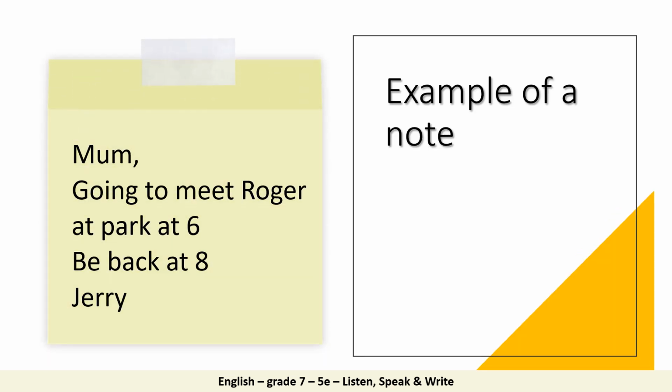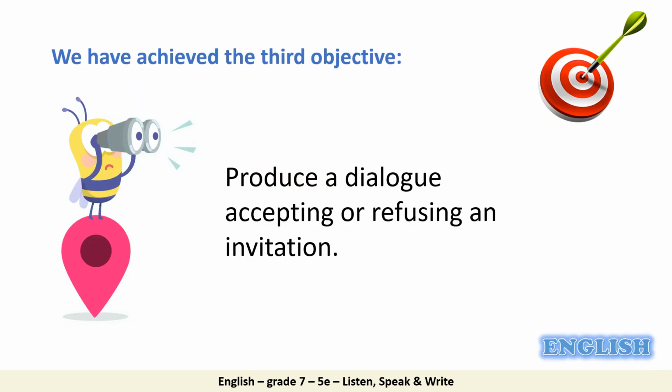Mom, going to meet Roger at park at 6. Be back at 8. Jerry. Now, it's time you write your own note. Well done, students. We've achieved the third objective. We've produced a dialogue accepting or refusing an invitation.